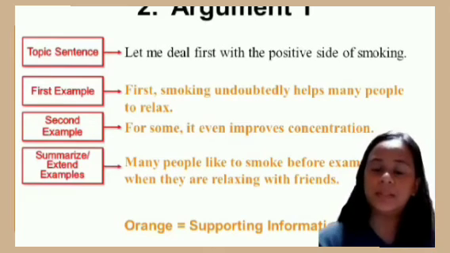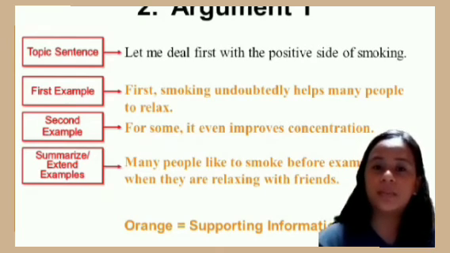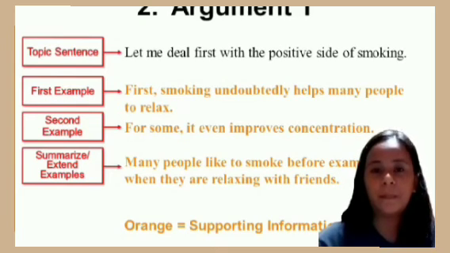Example, the topic sentence: Let me deal first with the positive side of smoking. And here is the supporting information. Number 1. Smoking undoubtedly helps many people to relax. Number 2. For some, it even improves their concentration. And lastly, many people like to smoke before exams or when they are relaxing with friends.